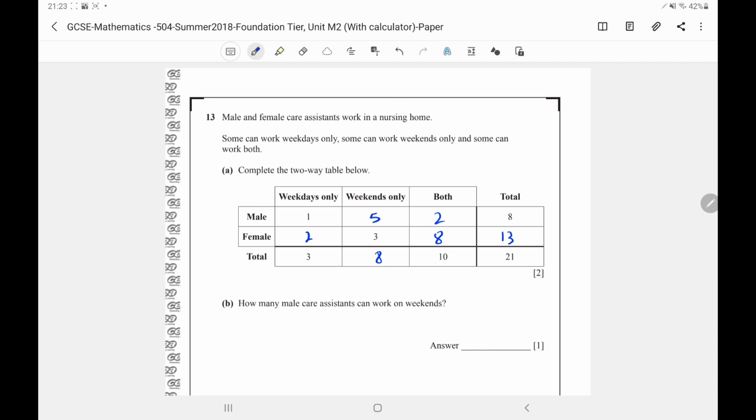So looking at the table to answer question B, how many male care assistants can work on weekends? So this is our male column. How many can work on weekends? Well, you have the ones that can work weekends only and the ones that can work both. So 5 and 2 is 7.